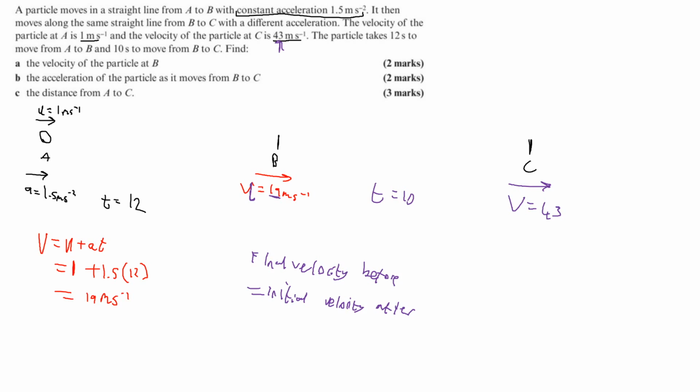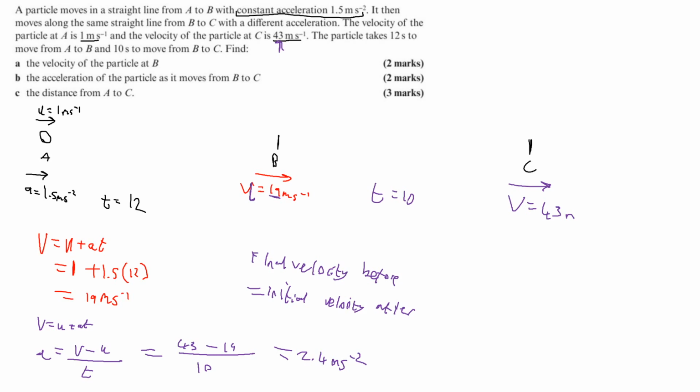The way we work out what A is, using the same formula, V equals U plus AT. But we're looking for A, so A is equal to V minus U over T. Okay? Our final velocity is 43. We're subtracting that by 19, and we're dividing it by 10. And we get an acceleration of, and you can plug this into your calculators, 2.4 meters per second squared. Okay?